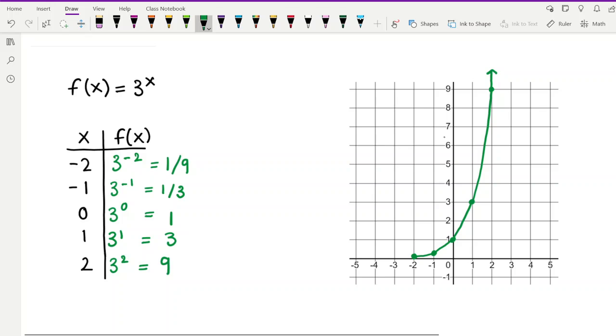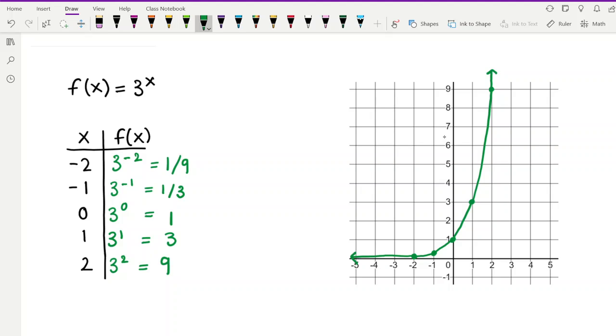What number could you possibly raise 3 to and get 0? Nothing. Maybe your guess would be 0, 3 to the 0, but we already know that anything to the 0 is 1. And so there's just no way that your output is ever going to be 0 or negative. And so what's going to happen is you're going to have a horizontal asymptote. The graph is going to get very, very close. It's hard for me to draw here, but it's going to get closer and closer to 0 while never actually touching a height of 0. So we have a horizontal asymptote to the left side only.